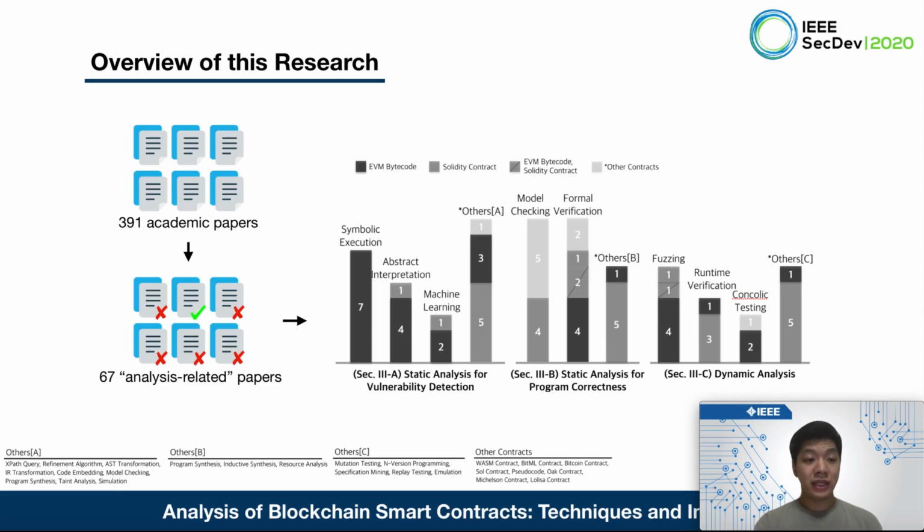The figure shows the overview of our classification. A variety of techniques have been applied in the smart contract domain, and most research has targeted Solidity contracts and EVM bytecode. Solidity is the most dominant programming language for Ethereum smart contracts, and compilation of Solidity produces EVM bytecode, which is the actual code deployed on Ethereum.